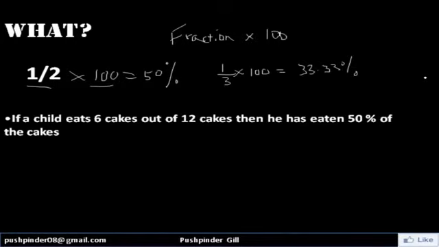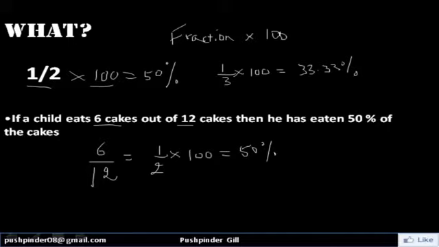Now if a child eats 6 out of 12 cakes, then he has eaten 50% of the cakes. The fraction of the cakes that he has eaten is 6 by 12. That is equivalent to 1 by 2, and converting this fraction into a percentage is done by multiplying it by 100. I get my percentage to be 50%. I hope you understood this. Whenever you get a fraction, you have to multiply it by 100 and you get the percentage. So we did conversion of fraction to percent.